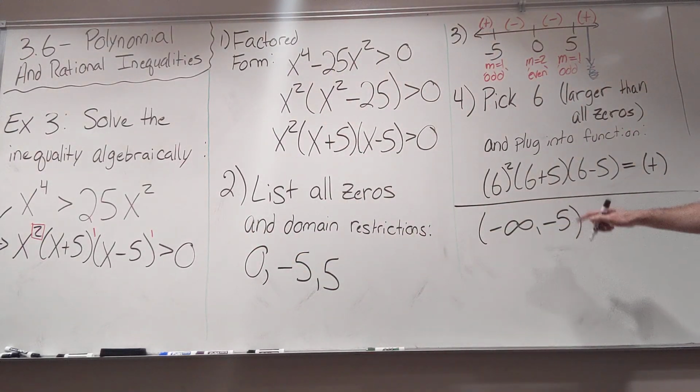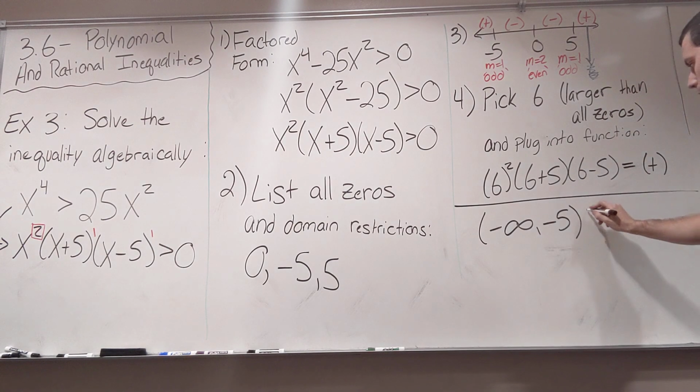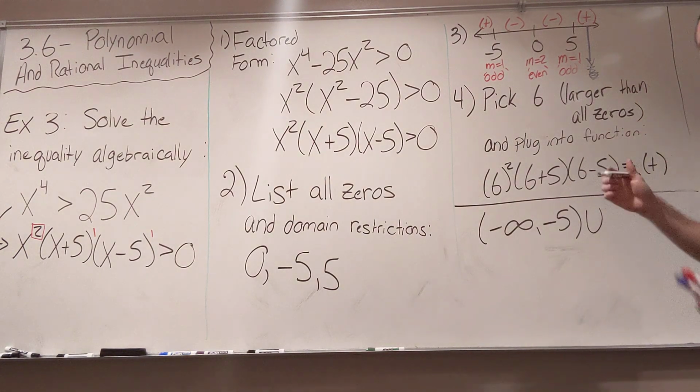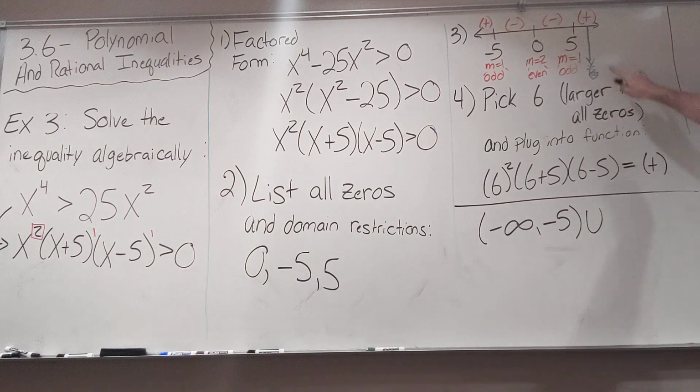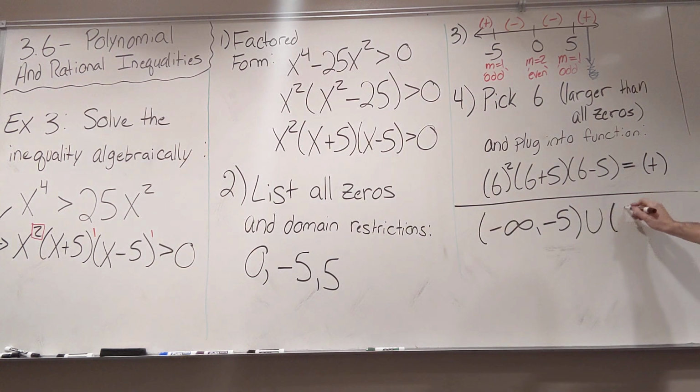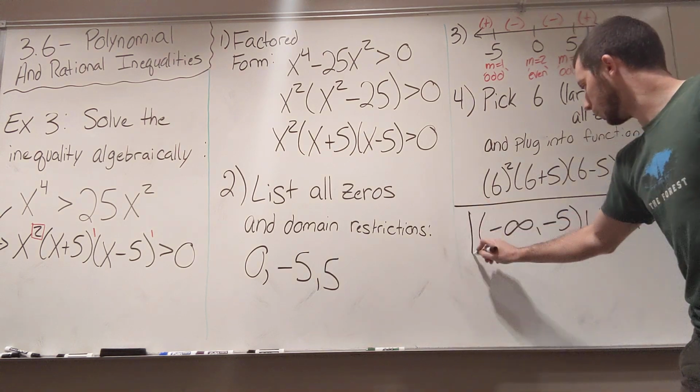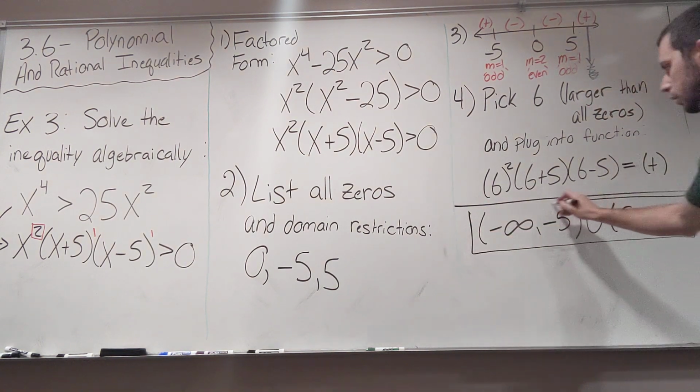And since we have another segment, I'm going to use a union here to attach or glue together disjoint intervals. And so this is the other segment that has a positive sign. It starts at 5 and it ends at positive infinity. And this right here would be our final answer.